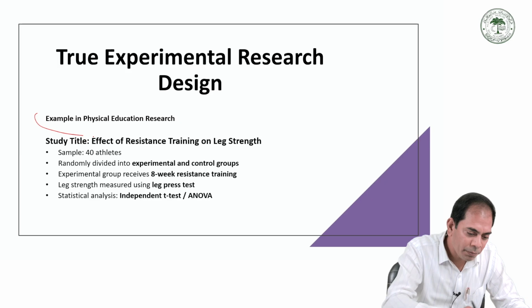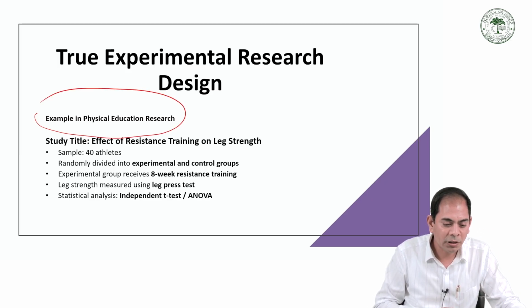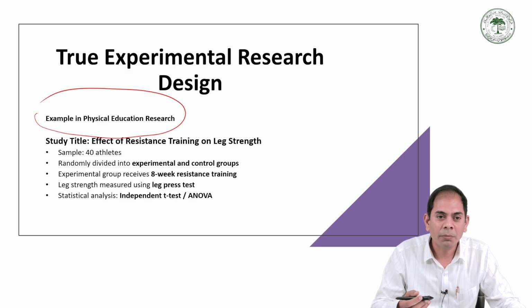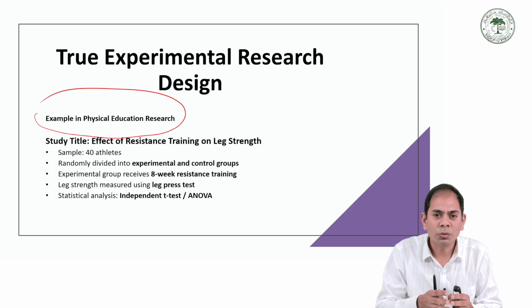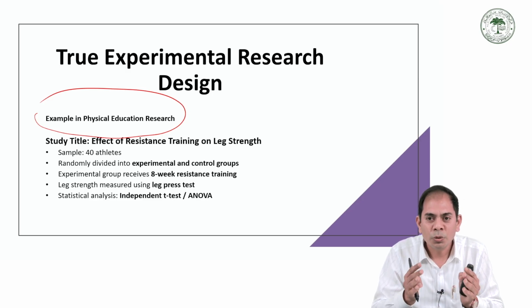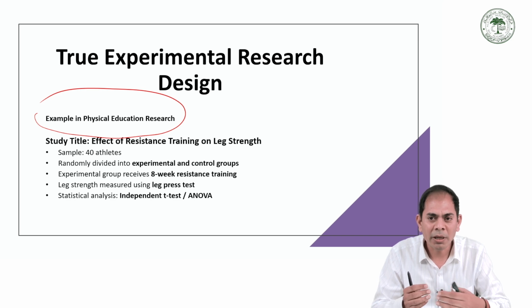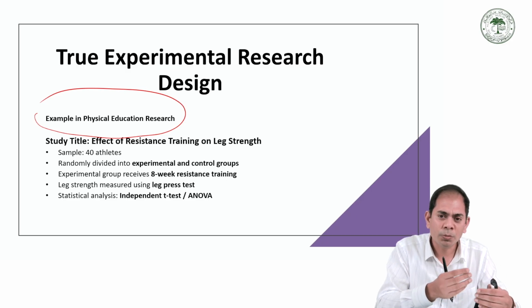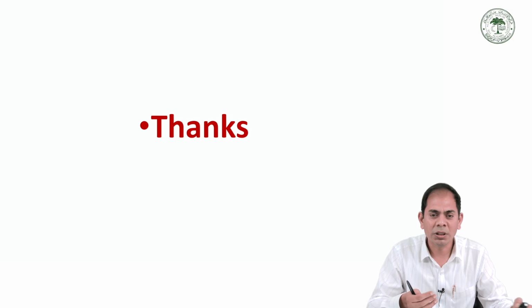We give an example of true experimental research design: the effect of resistance training on leg strength. This is a simple example of the four group Solomon style. The true experimental research design is the most powerful design for scientific research. It provides high control, randomization, and an accurate cause and effect relationship. It is widely used in sports, medicine, biomechanics, psychology, and physical education.